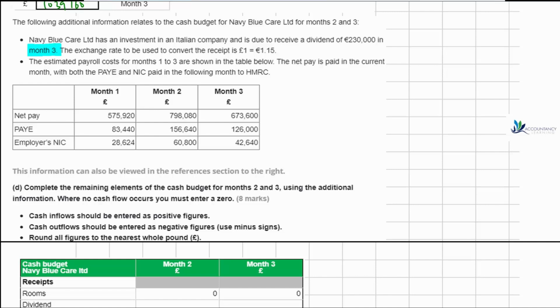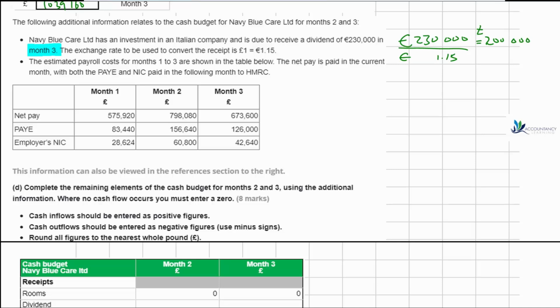So we want to work out our sterling, don't we? So to work this out, we'll take our 230,000 euro and divide by 1.15 euro. And that gives us 200,000 sterling.